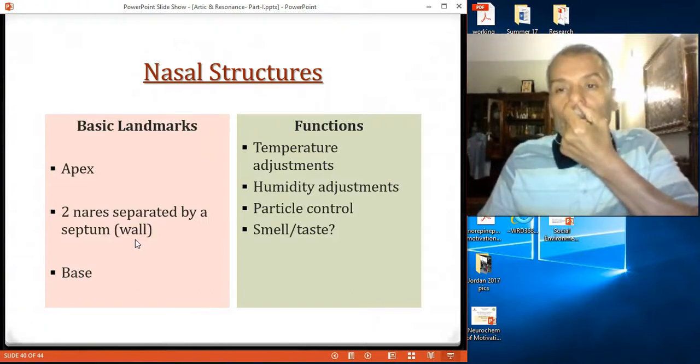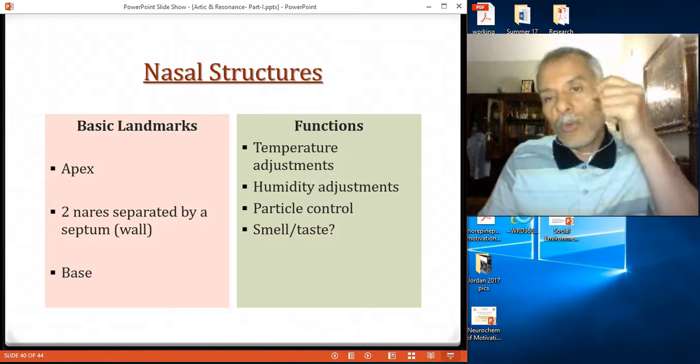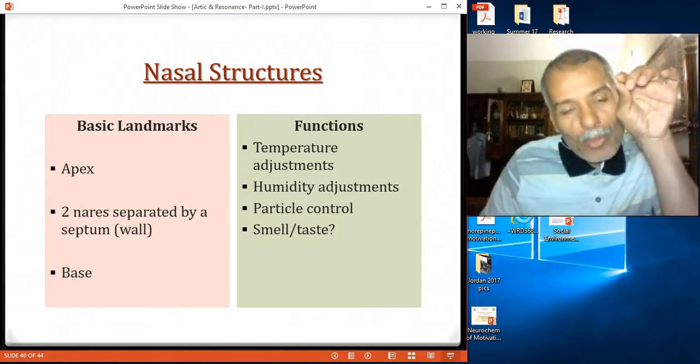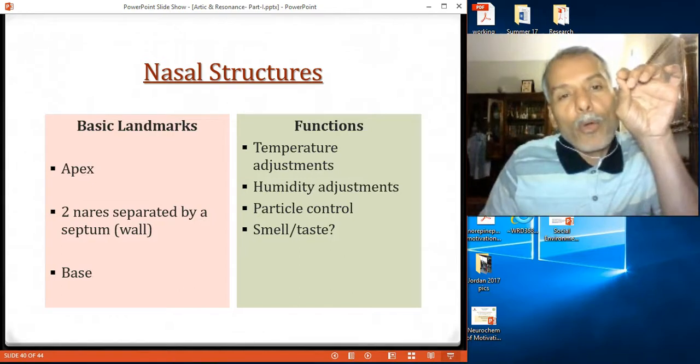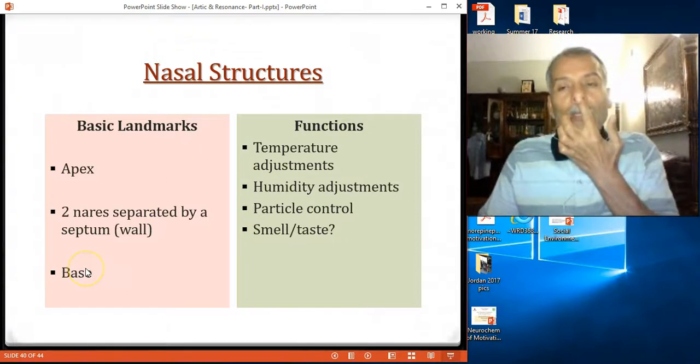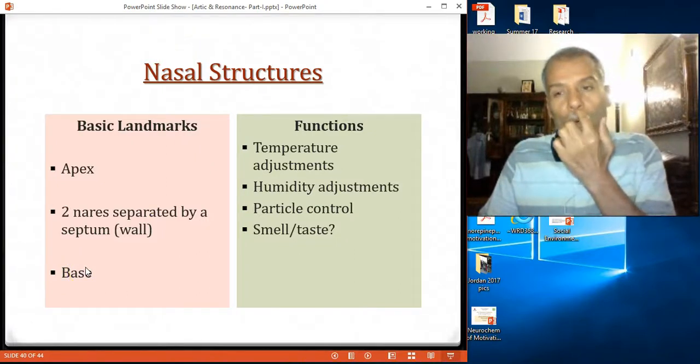And as you feel it inside, it turns into bone, and that bone is the vomer bone that we discussed before. And then the nasal base is, you could go down here, the very point where the upper lip meets with the base of the nose. That's the nasal base.